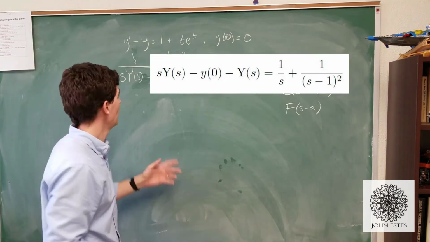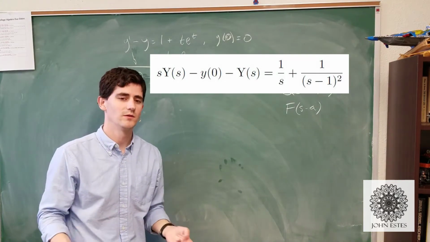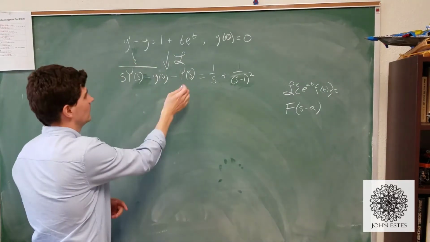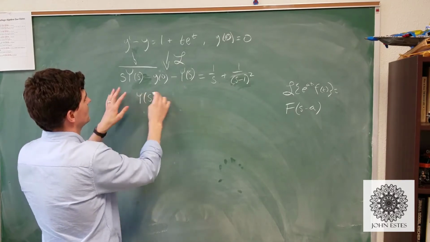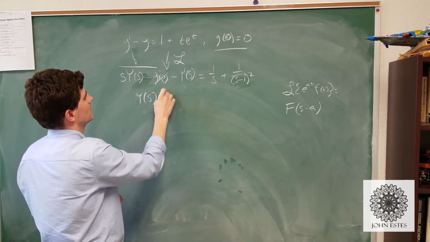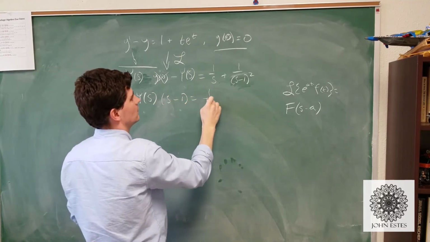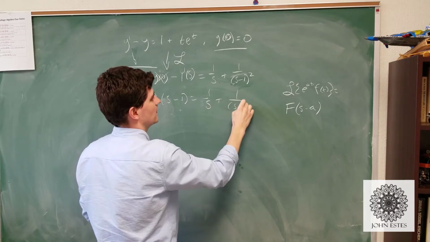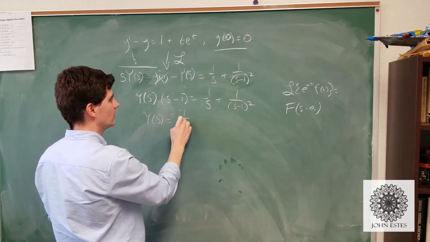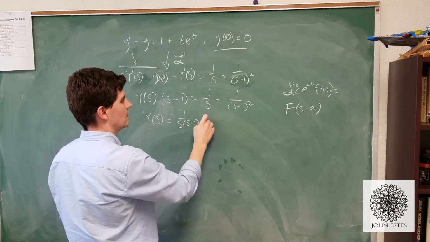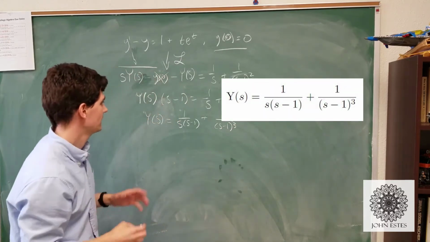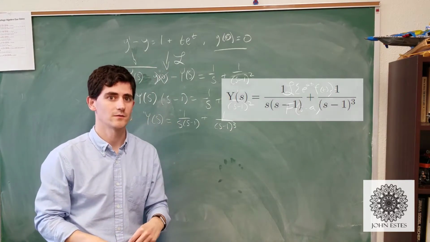All right, from there, I need to solve algebraically. That's the beauty of Laplace transforms, and now I only have to use algebra to solve this. I'm going to have Y of s times, and this is a 0 from my initial value, so I have Y(s) times (s minus 1) equals 1 over s plus 1 over (s minus 1) quantity squared. So when I divide, I have 1 over s times (s minus 1) plus 1 over (s minus 1) cubed. Okay, from there I need to be able to do inverse transforms.